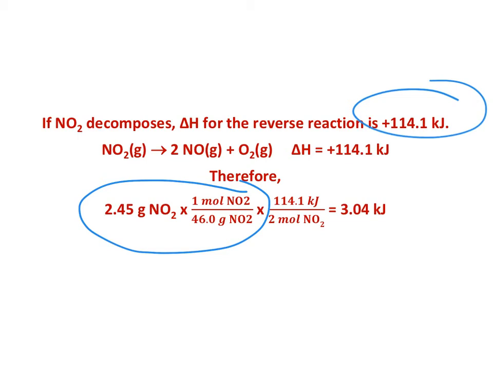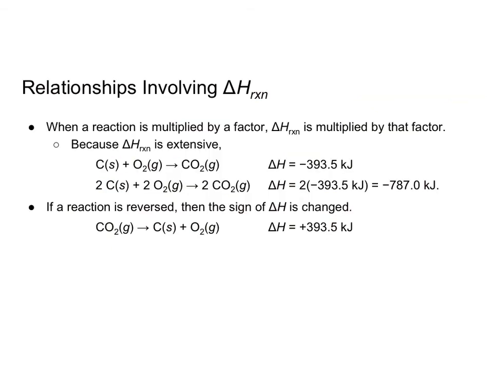We also know that 2 moles, right, of NO2 is converted, because in that original reaction, right, it was a 1 for the NO. And so now we've got 3.04 kilojoules. So when you multiply a reaction, now we're going to work through a few of these things.